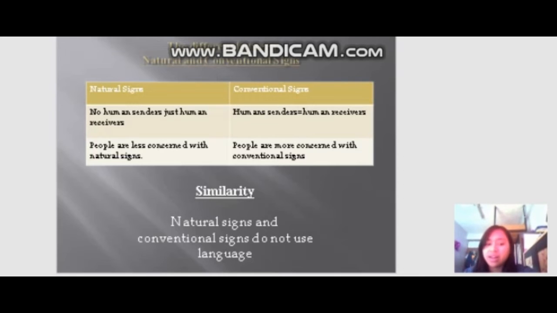So here, let's look at the similarity. Natural signs and conventional signs do not use language. So that is why they are called non-linguistic signs, because natural signs and conventional signs do not use language.